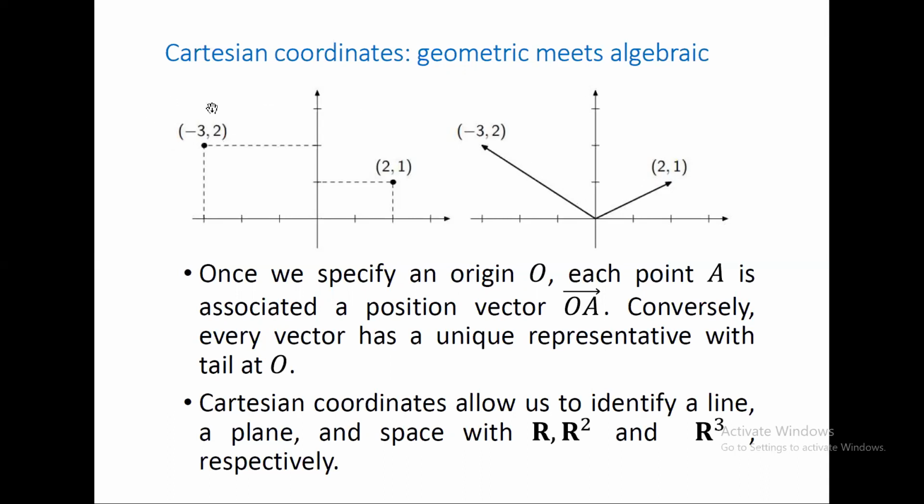Similarly, if you have a point B which is something like this, then this is with respect to the origin over here, and again the vector, which we can now call OB, corresponds to this value. So Cartesian coordinates allow us to identify a line, a plane, and a space, which belong to R, R square, R cube respectively. So these are just one-dimensional, two-dimensional, and three-dimensional spaces.